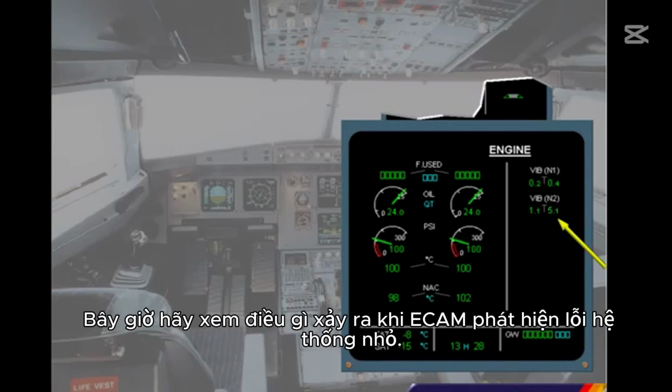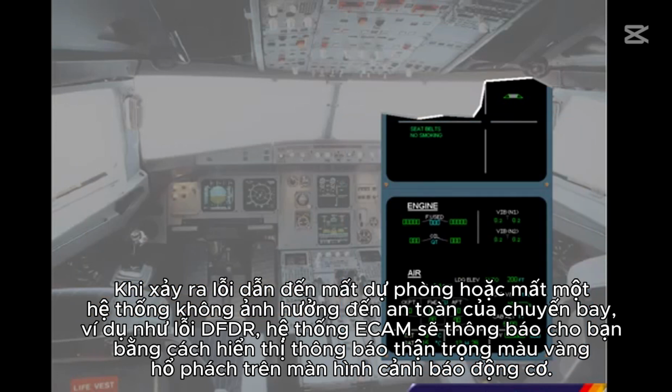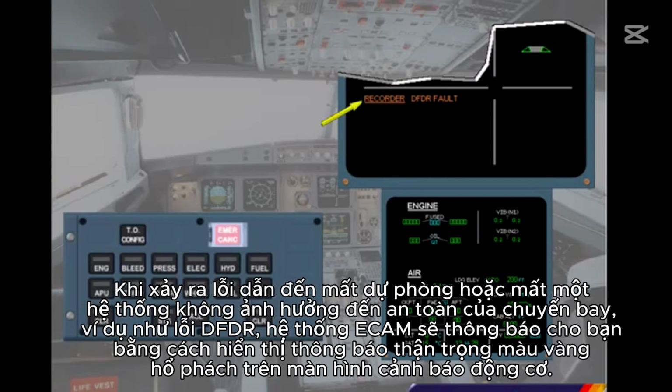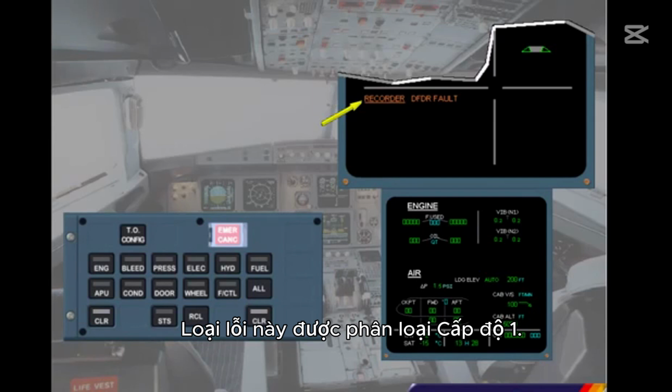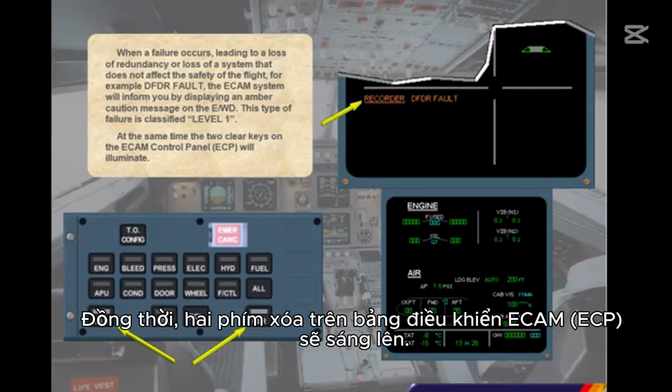Now let's look at what happens when ECAM detects a minor system failure. When a failure occurs, leading to a loss of redundancy or loss of a system that does not affect the safety of the flight, for example, DFDR fault, the ECAM system will inform you by displaying an amber caution message on the engine warning display. This type of failure is classified Level 1. At the same time, the two clear keys on the ECAM control panel, ECP, will illuminate.